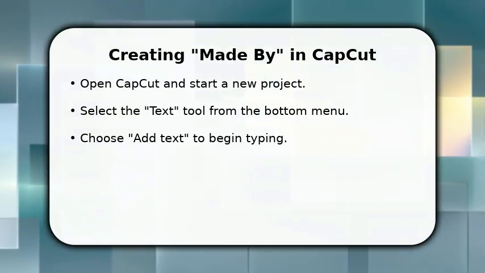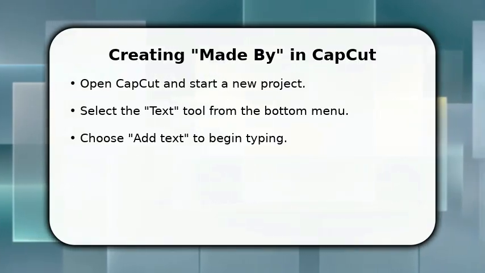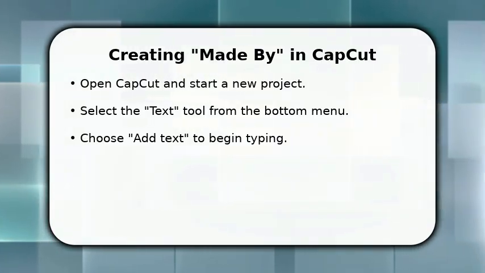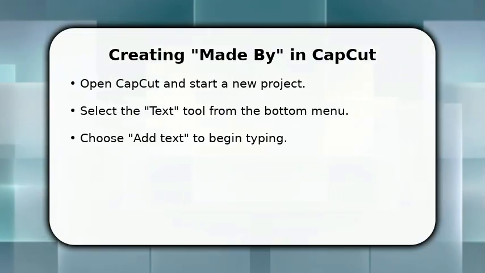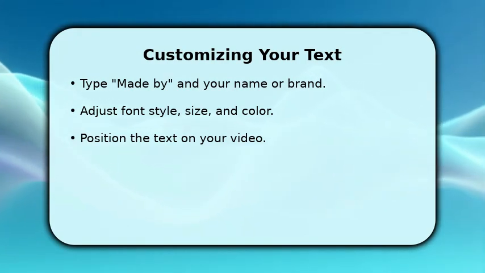From there, choose the Add Text option to bring up the text input field. This is where you will type your desired credit, such as made by your name or created by your brand. Now that you have the text input field open, type Made By followed by your name or brand.